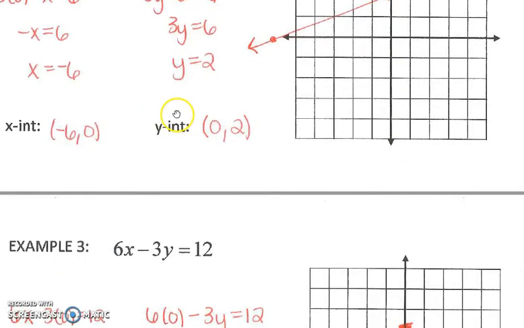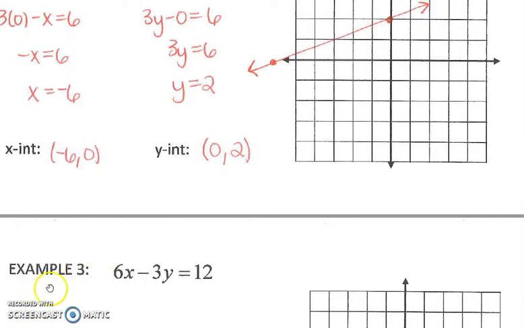So I want you to pause the video and turn your paper over. I want you to try example 3. Please pause the video, solve the XY intercepts like we did, and then once you finish, I want you to draw the graph, and then play the video and check your answers, please. Pause the video and try by yourself.